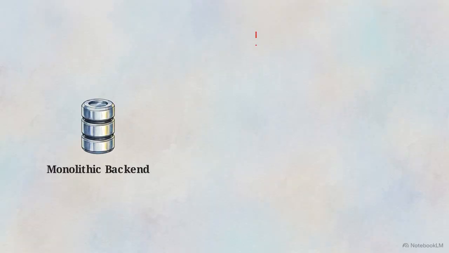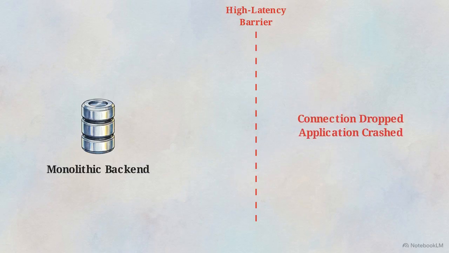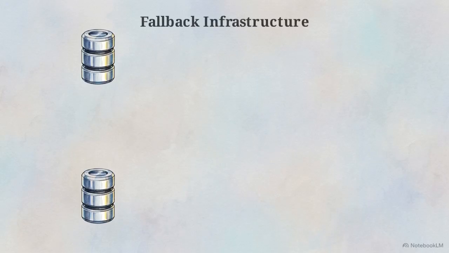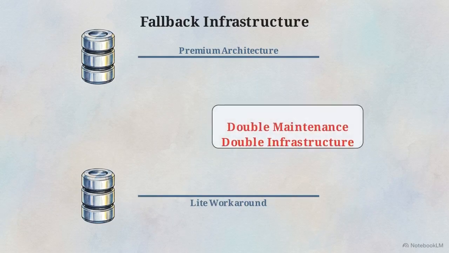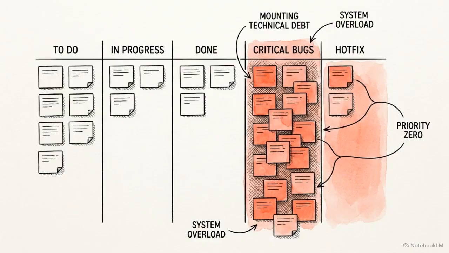Here, a traditional monolithic backend attempts to push a massive data block to a client. Hitting a high latency barrier, the packets shatter, crashing the application. The standard response is fallback infrastructure. Teams build separate light codebases or duplicate cloud servers, splitting the system in two. Maintaining bifurcated infrastructure means engineers spend their time patching redundant bugs instead of building features. The technical debt accrues until the system becomes unmanageable.